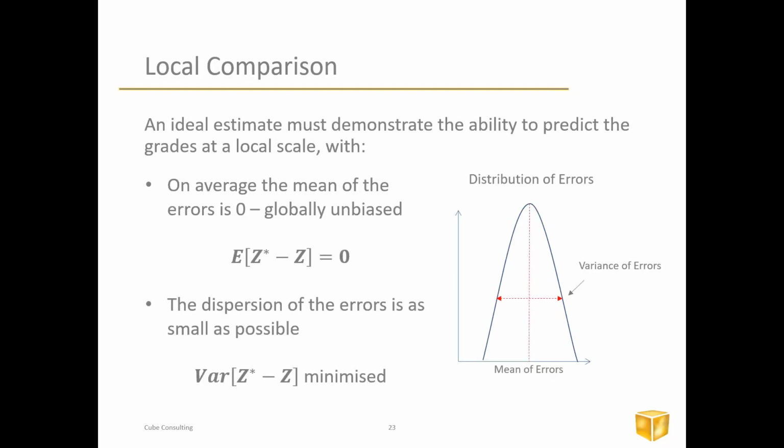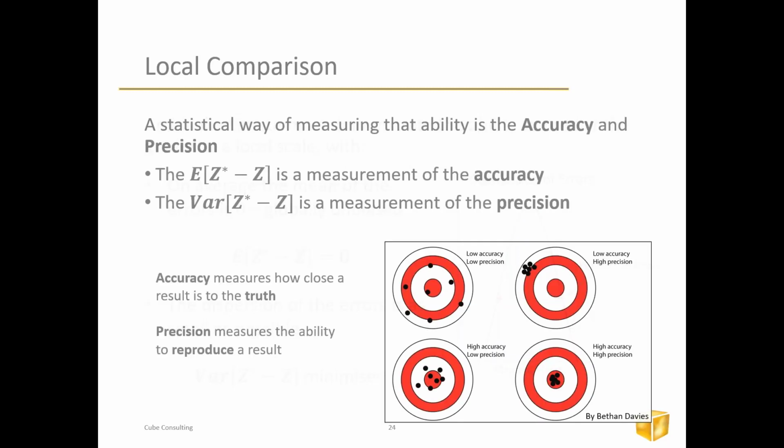So if you remember, what do we want from an ideal estimate? We want the estimate to be globally unbiased. I want, on average, the estimation errors to be 0. And I want the dispersion of those errors to be as small as possible. So we can use accuracy and precision, which are usually used in geodesy, to measure the mean of the estimation error and the variance of the estimation error. The accuracy will measure how close you are to the truth, so that's the mean of the estimation error, and the precision measures the ability to reproduce the results. That's the variance of the error.